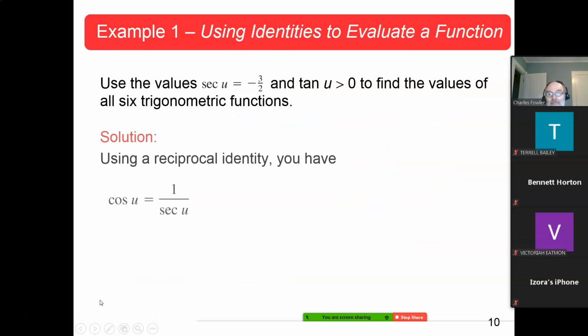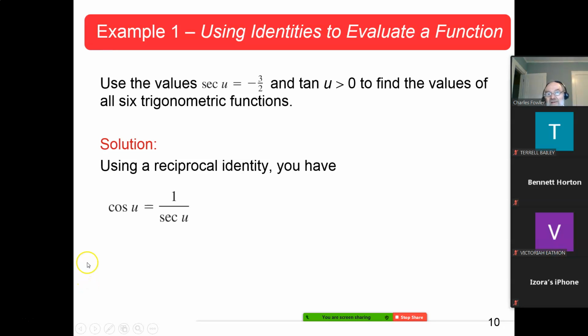Now, they told you secant. Immediately you can use a reciprocal identity and get cosine. Cosine is the reciprocal of secant, which is minus 2/3. So 1 over a negative 3/2 is minus 2/3. That's the easy one.